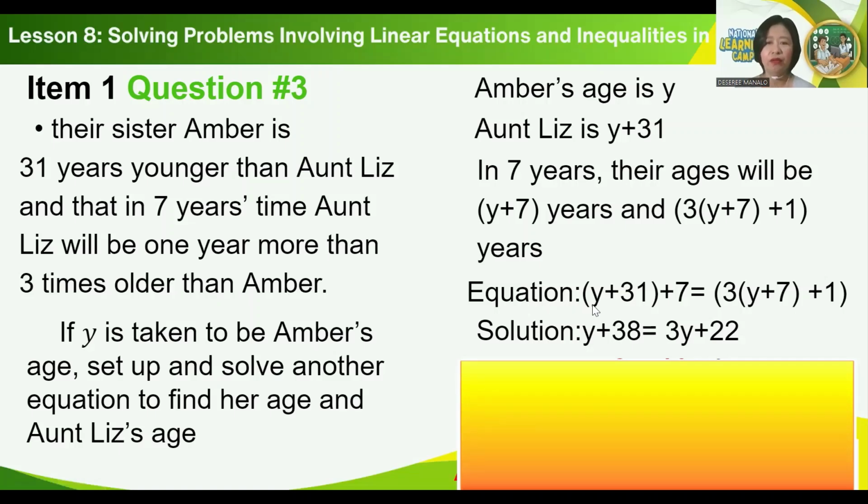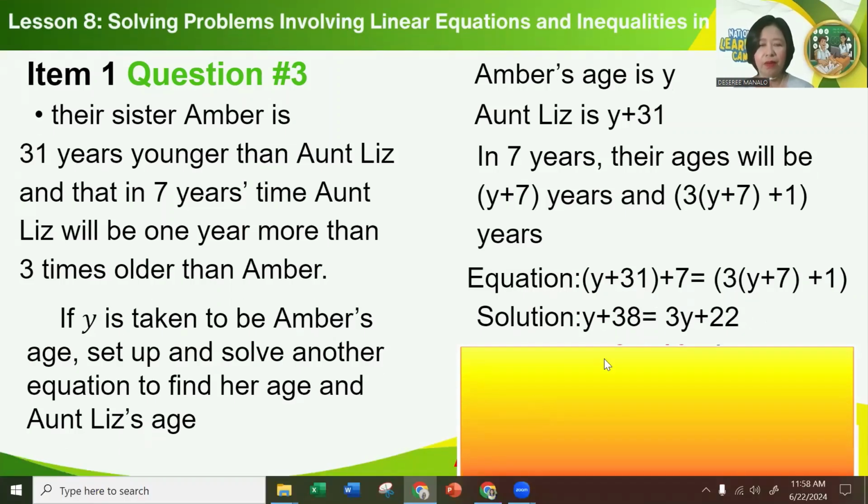So it is said here, 1 year more than 3 times older than Amber. For the equation, we have the quantity of y plus 31 plus 7 is equal to 3 times the quantity of y plus 7 plus 1. And then the solution: 31 plus 7 is 38. So y plus 38 is equal to 3 times 7 is 21, then plus 1 is 22. So that's why we have 3y plus 22. You will use this equation to solve this problem.